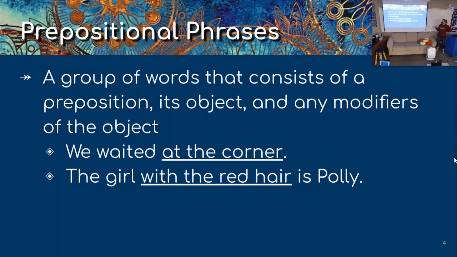The girl with the red hair is Polly. With the red hair is our prepositional phrase. Our preposition is with. Remember, prepositional phrases will always start with a preposition, not end with a preposition. So with is our preposition. Our prepositional phrase always ends at the object of the preposition, so the noun or pronoun that follows it. Hair is our object of the preposition. It's our noun that's part of that prepositional phrase. The and red are both describing hair. So all of this is a prepositional phrase.